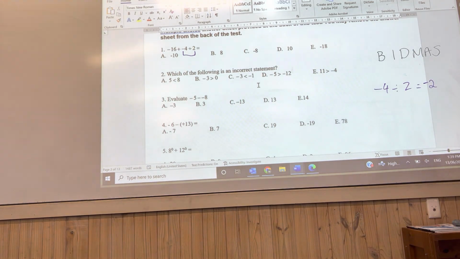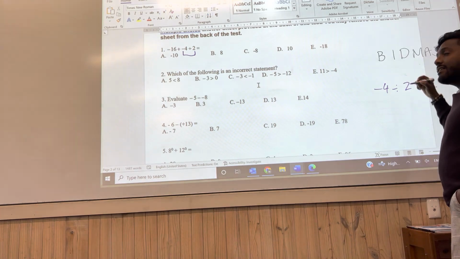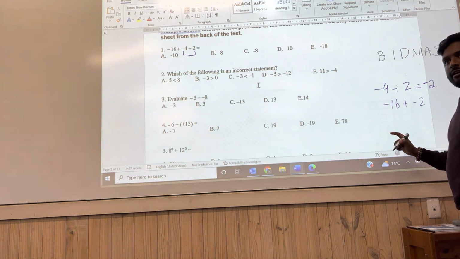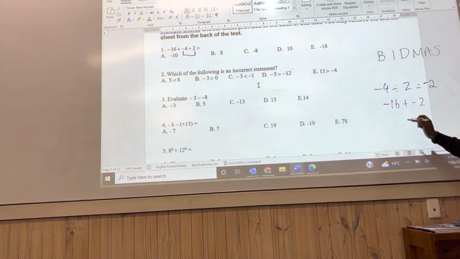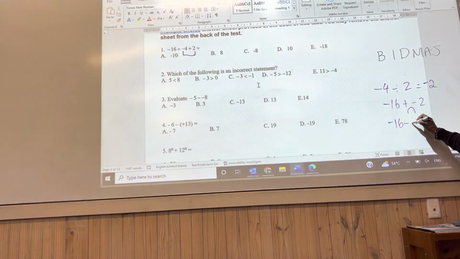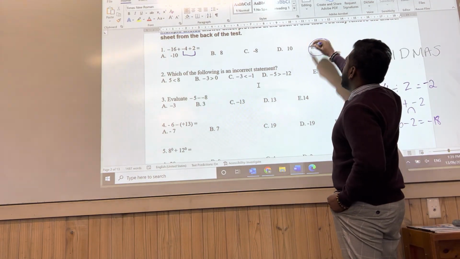Great work, Lucas. Okay, so negative 16, and then what are you going to have, Angelina? And then you have to do plus. Yep, so you're going to have negative 16 plus negative 2. Now, when there's a positive and negative, what will happen? It changes into a negative. Negative 16 minus 2, which is negative 18. So that first one there is going to be negative 18.